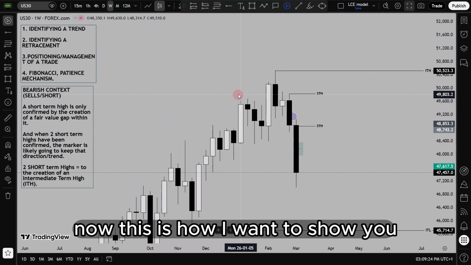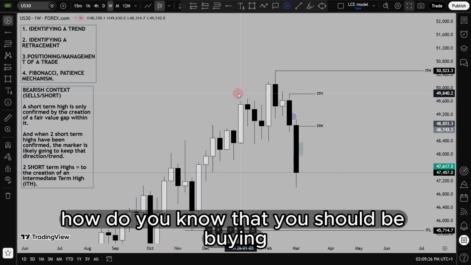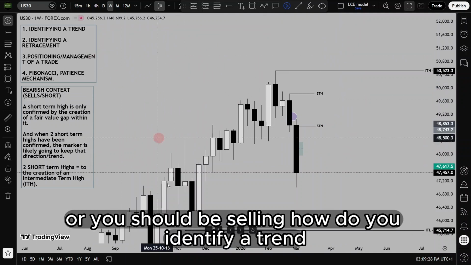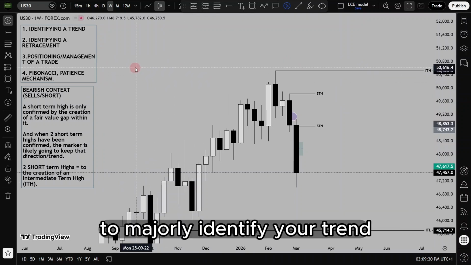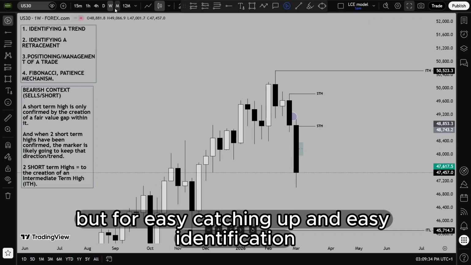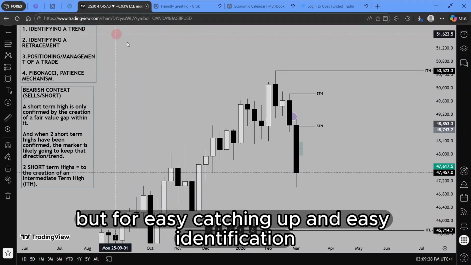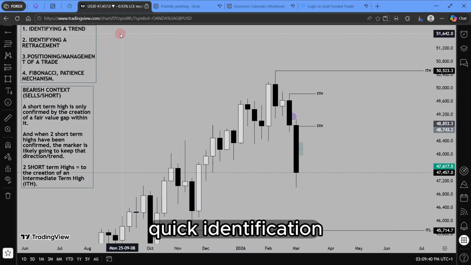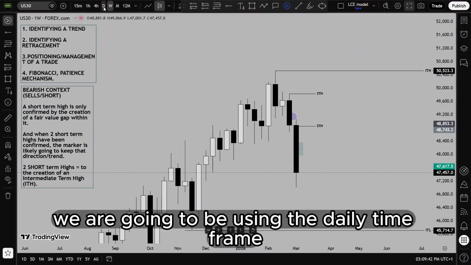Now, this is what I want to show you. How do you know that you should be buying or you should be selling? How do you identify a trend? To majorly identify a trend, the work starts on the bigger time frame. But for easy catching up and quick identification, we are going to be using the daily time frame.